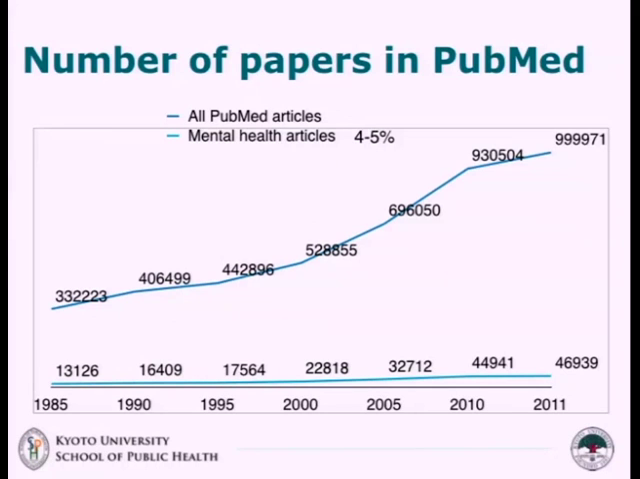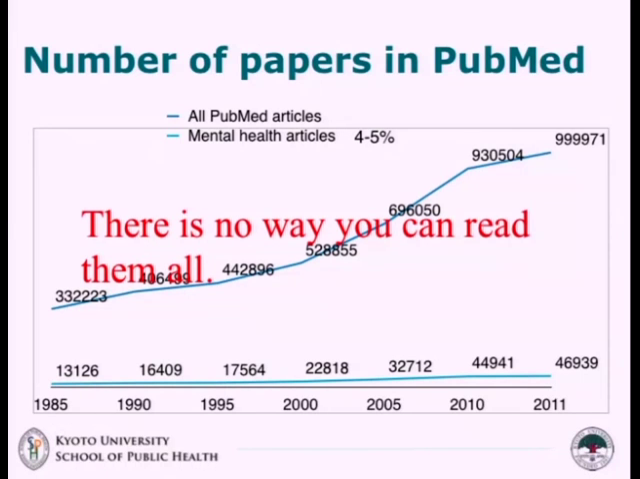PubMed is a free database maintained by the United States National Library of Medicine and provides titles and abstracts from about 6,000 journals. The number of articles entered into PubMed has been increasing over the years, nearing 1 million in the year 2011. Of these, 4 to 5% represent articles from mental health fields. There is no way you can read them all.